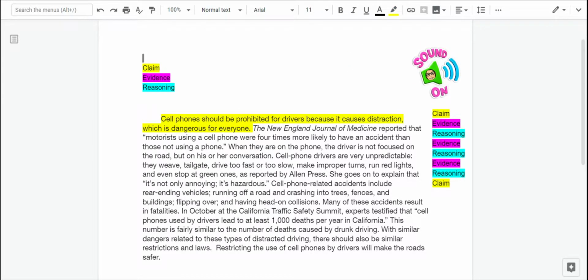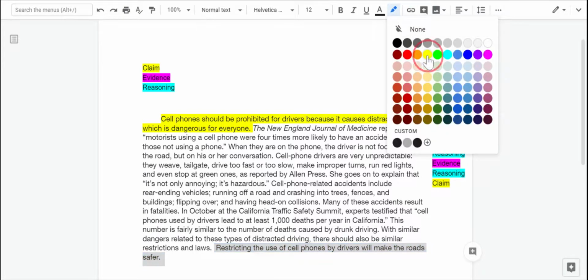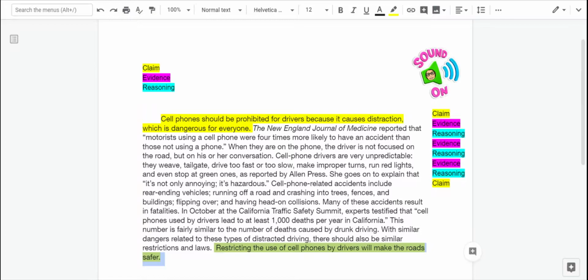And if we take a look at the bottom, we should find that this should be, in different words, the same idea. Restricting the use of cell phones by drivers will make the road safer. Again, that sounds like an opinion. And it is the same opinion that we're looking at up at the top, just different words, makes it interesting.